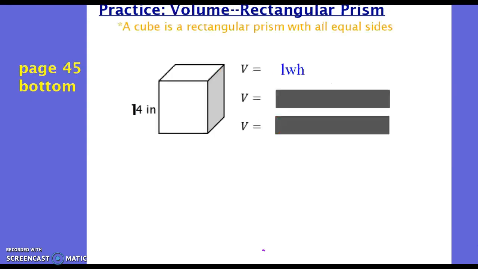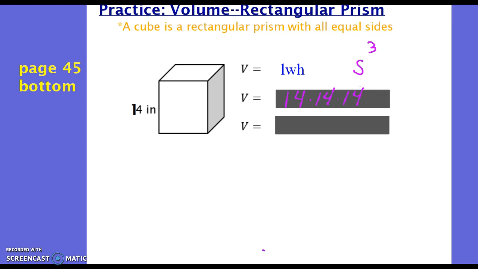Okay, well, straight above that problem on page 45, we have a cube with every side length of 14. So take a minute and practice this one. Find the volume of this cube. Again, your formula is length times width times height. Remember that all the sides are the same, so it's just like taking the length of a side and you're cubing it. But you can just put in 14 times 14 times 14, that will give you the same answer.